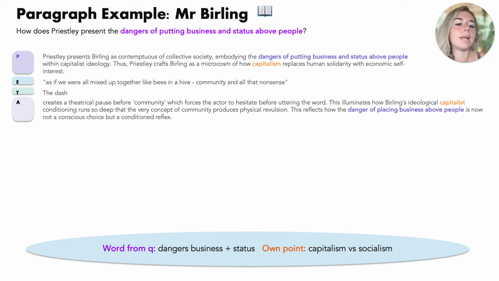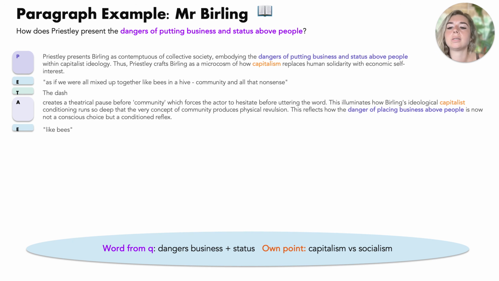This illuminates how Birling's ideological capitalist conditioning runs so deep that the very concept of community produces physical volition. So that's my what, my how, and now my why. This reflects how the danger of placing business above people is now not a conscious choice, but a conditioned reflex. So you can see that I've embedded it into my pre-learned analysis, and even using my character summaries from Light Up on Mr. Birling, I can weave that in to layer my analysis. Because then I've pre-written most of what I need, and I've got concise analysis I know is going to work in the exam.